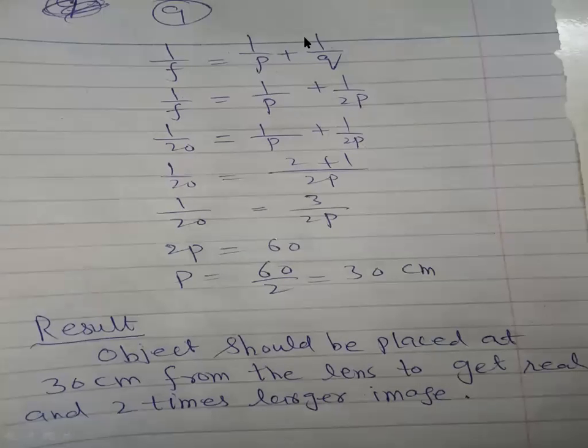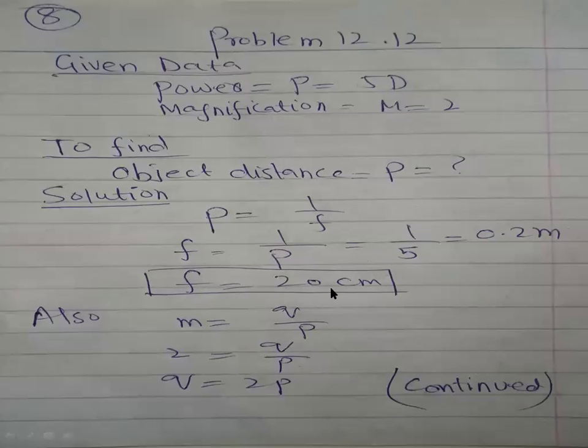Next, I use the formula 1 over f is equal to 1 over p plus 1 over q. This formula holds for both mirrors and lenses. So you know the value of focal length f is 20 centimeters, and q is found to be 2p. I'm just putting this value of f and value of q in the formula.